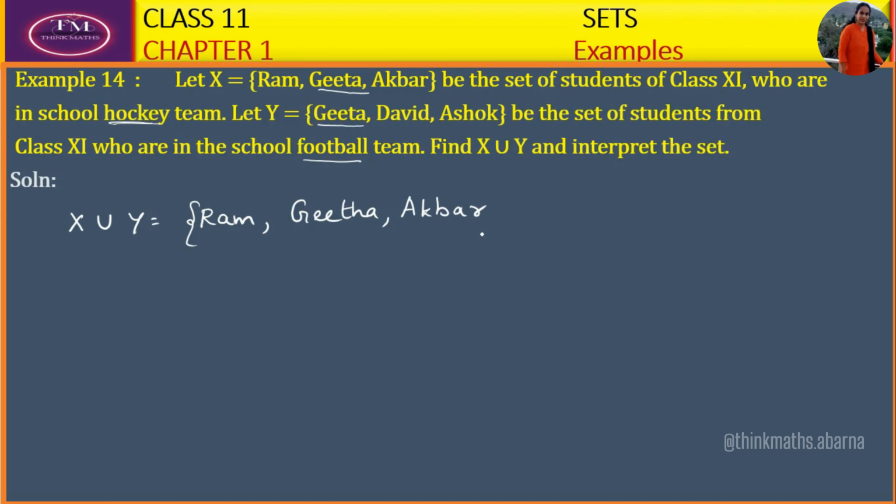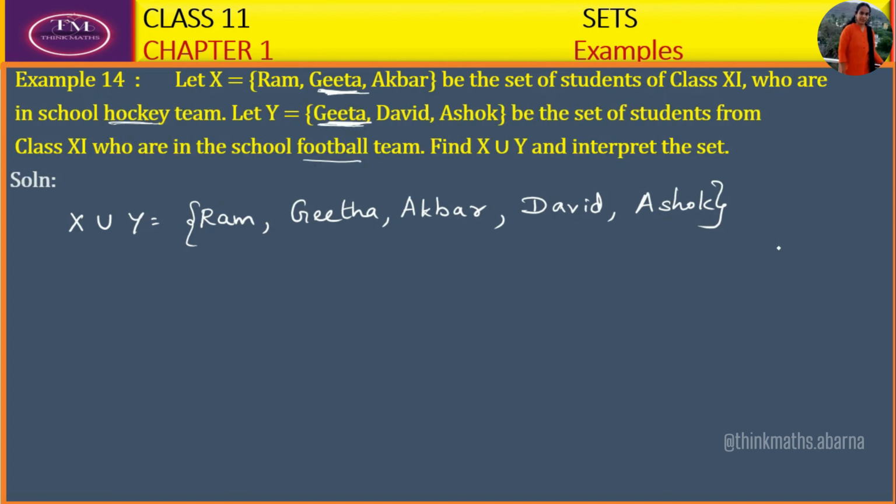We have to join with the elements in Y. In Y we have first Geeta. But Geeta is also in X, so no need to write that. Next we have David, Ashok. They are the students in the Y team. Join with this. So X union Y is {Ram, Geeta, Akbar, David, Ashok}.